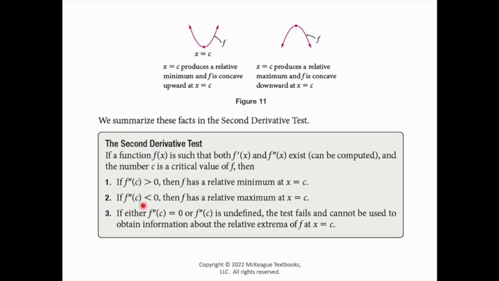And then the same idea for when the second derivative is negative. If the critical value falls on an interval that is negative, that means the function on that interval is concave down. So here's our picture, which means that critical value would have to be a local max. Now, if the second derivative is 0 or undefined, the test fails and cannot be used to obtain information about the local max or the local min.